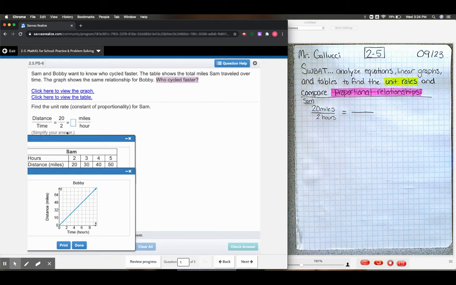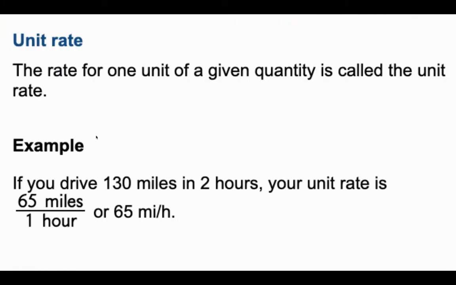So let me go back a step. A unit rate is the rate. So a rate is a comparison of 2 things, just like this. The rate for 1 unit of a given quantity is called the unit rate. So if I told you I drove to Maine the other day and I drove 130 miles in 2 hours, you would calculate the unit rate as each hour, 1 hour, that's what makes it a unit rate, that 1 on the bottom, I would go 65 miles. So each hour I would go 65 miles, unit rate, because there's a 1 on bottom.